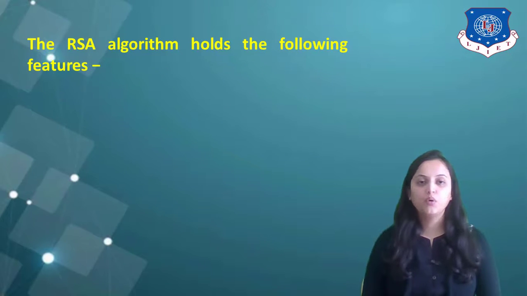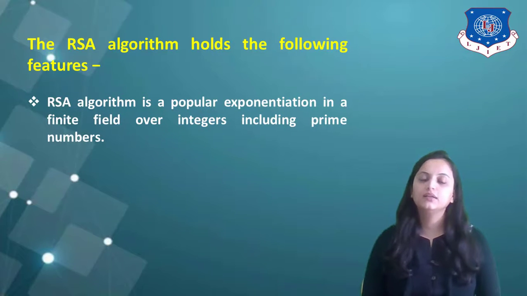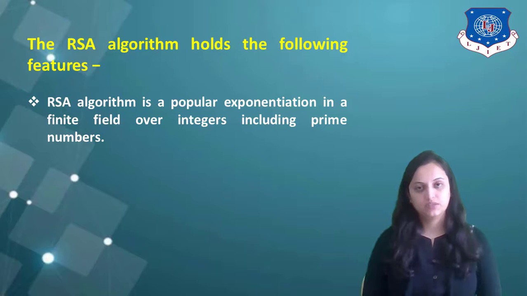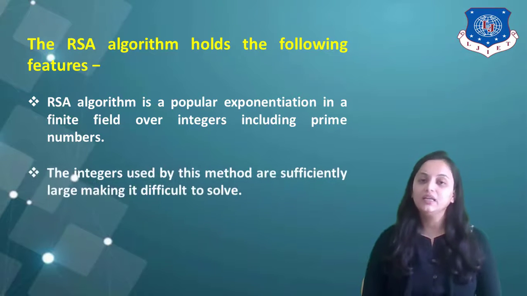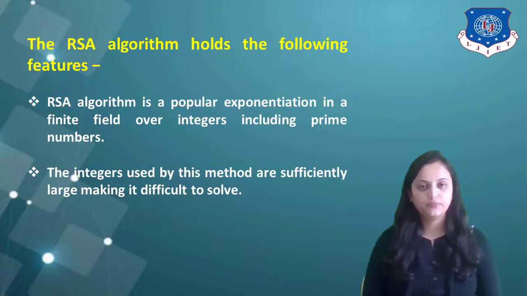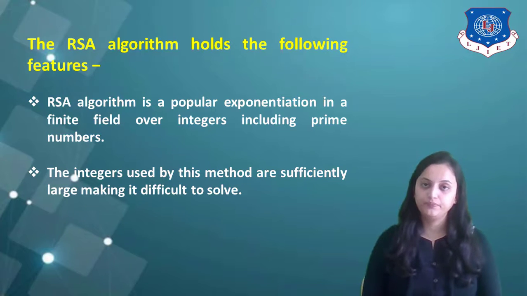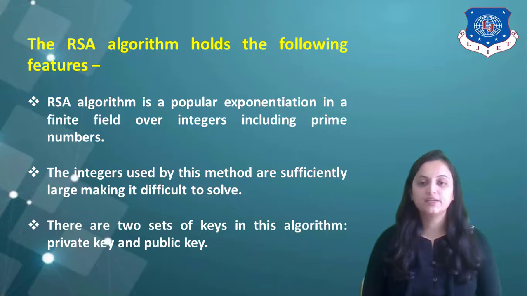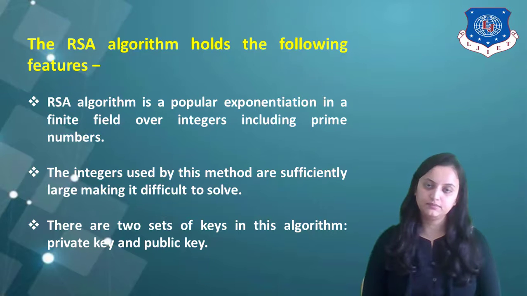The RSA algorithm holds the following features. First, the RSA algorithm is a popular exponentiation in a finite field over integers including prime numbers. The integers used by this method are sufficiently large, making it difficult to solve. There are two sets of keys in this algorithm. The first one is the public key and the second one is the private key.